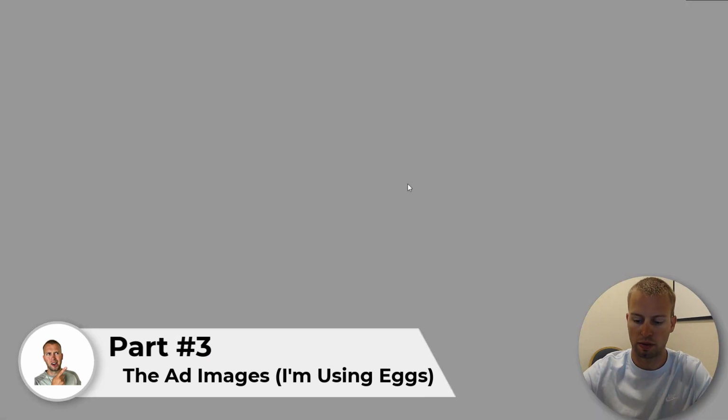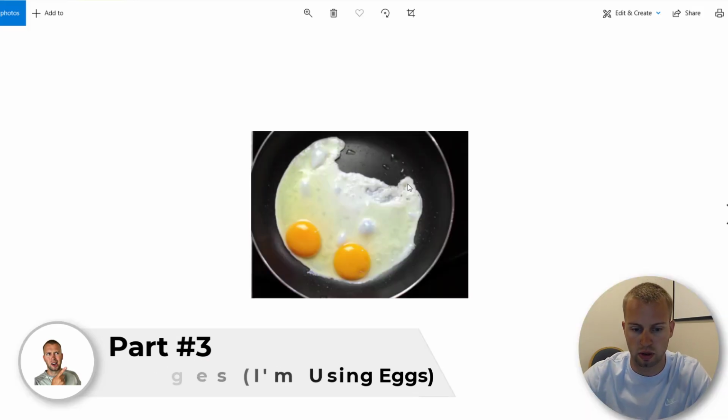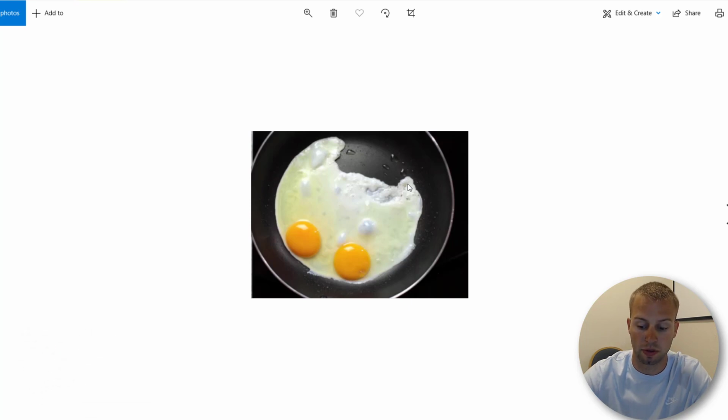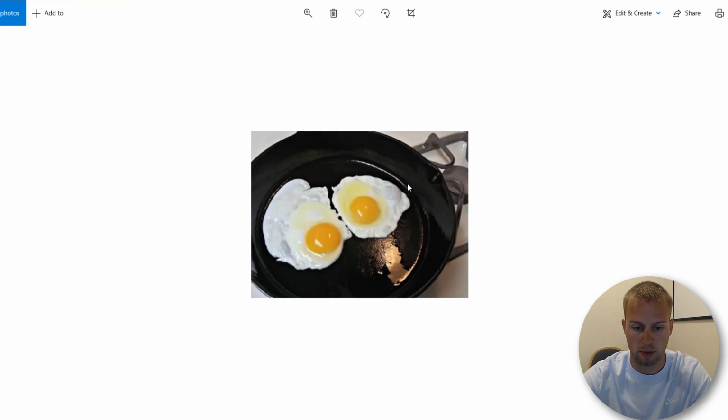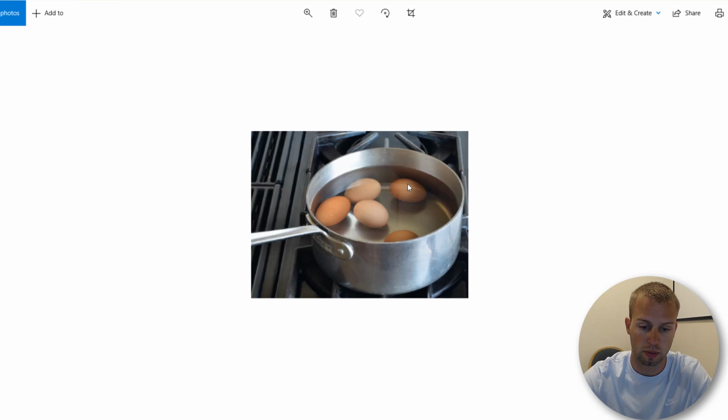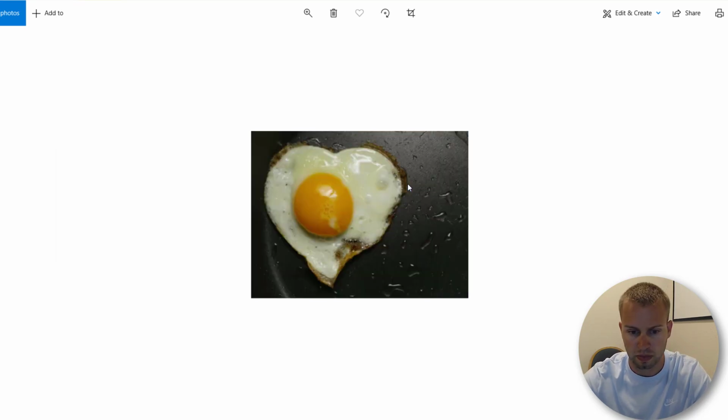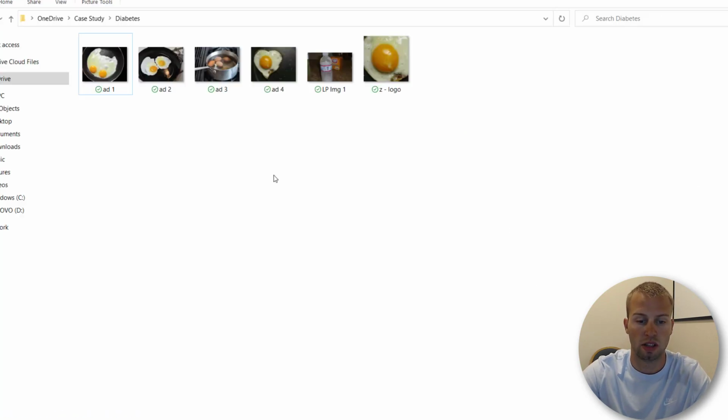So I got 4 different images of eggs, and I found these. These are copyright free images that I found just searching Google and checking the copyrights. So that's 1, this is 2, looks like a pair of eyes, that might get a good click-through rate. That's number 3, looks unusual. And then number 4, I think this one will perform good because it looks like a heart, and that'll get people to stop and look. So those are the 4 images, the ad images that I'm going to test.